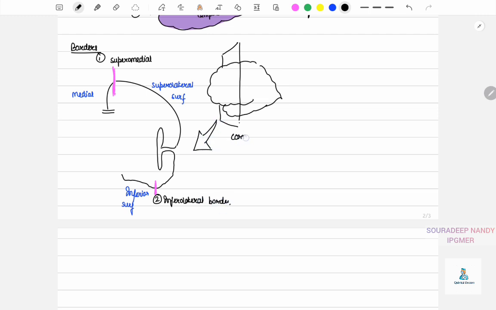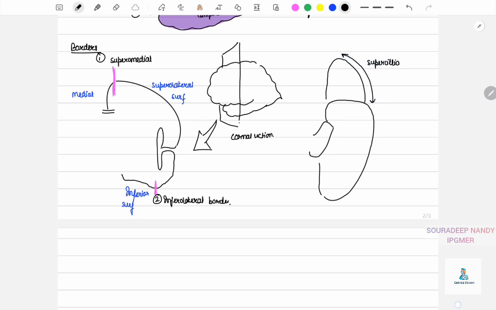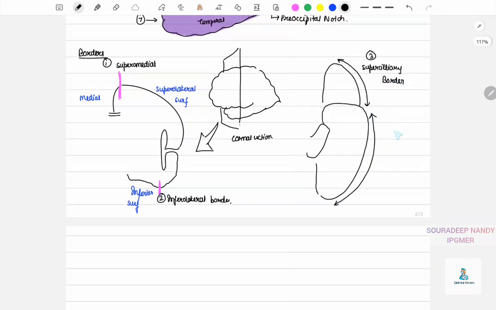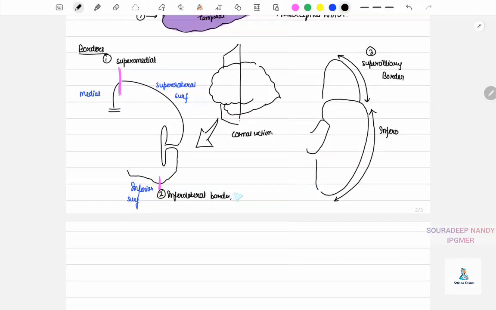Lateral border. Now if we see the cerebral hemisphere from the inferior side, we can see another two borders. So this border is called the superciliary border, the third one, and this border is termed the inferolateral border, which is this border only.